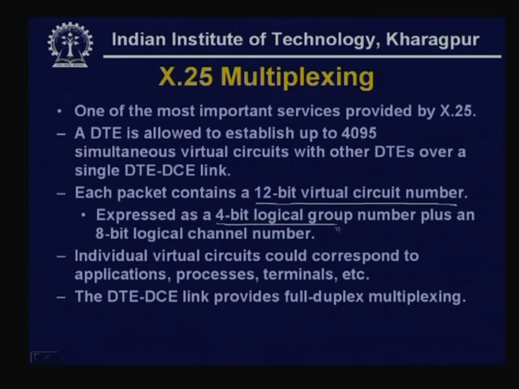Each packet contains a 12-bit virtual circuit number, expressed as a 4-bit logical group number plus an 8-bit logical channel number, as I have mentioned. Individual virtual circuits could correspond to applications, processes, terminals, etc. So you can divide as per the application, processes or terminals. Then the DTE-DCE link provides full duplex multiplexing. That means the data communication can be done in both directions, not just in one direction, through the same link by using in-band signaling.